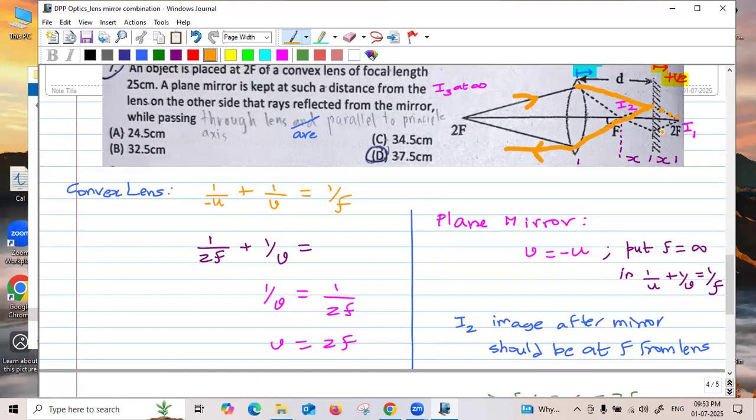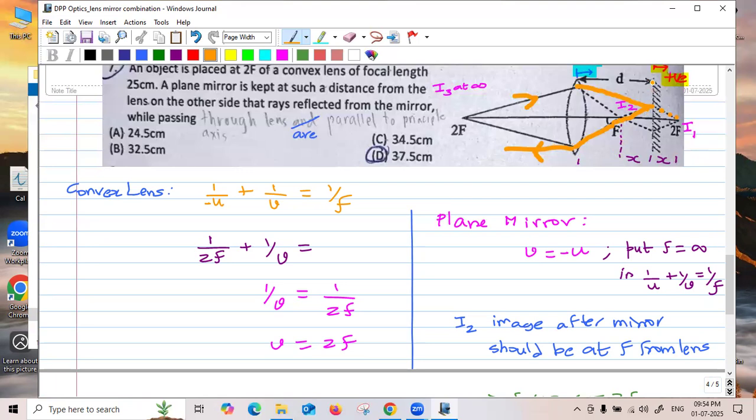But from the plane mirror, let it be at a distance x, because we don't know. We have to find that out. And the plane mirror property is v equal to u on the other side. So this I2 is formed at distance x from this plane mirror. And this I2 should be at the focal length of this convex lens, because the refracted rays coming out at the third step are parallel to the principal axis. So that means this object, which is I2, the image after the second stage, should be at the focal length. So this distance is f.